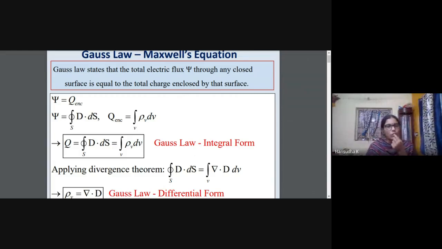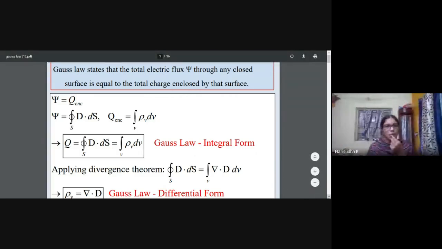So psi can also be written as, in place of charge Q, the closed surface integral D dot ds. I can also write the enclosed charge with respect to volume, the volume integral of rho v dv. Converting a surface integral to a volume integral is what Gauss law expresses. So the charge is the closed surface integral D dot ds, which is equivalent to the volume integral rho v dv.